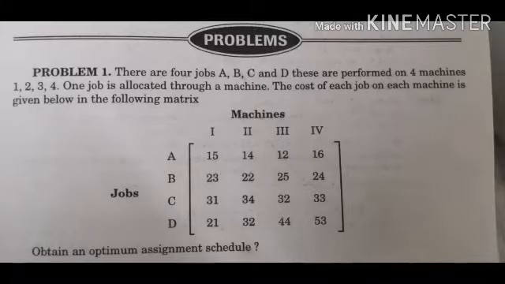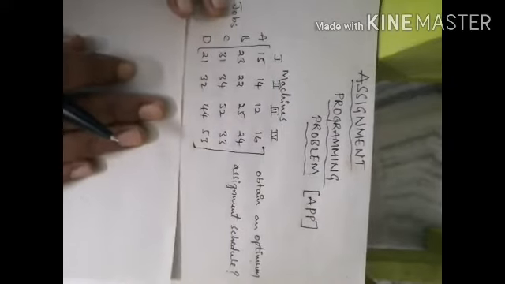So let us see how we can solve the assignment problem with this example problem. This is an example of an assignment programming problem, and we need to obtain the optimum assignment schedule. So what is the first step in the assignment problem? The first operation is row subtraction for all the rows.